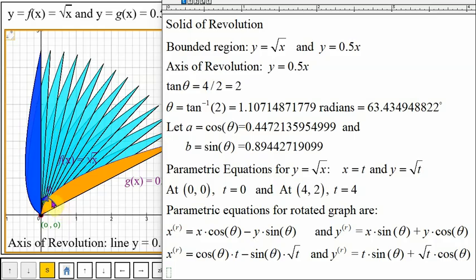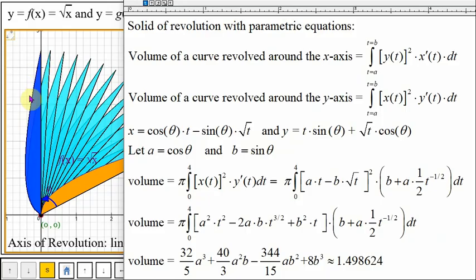Once again, this angle theta is tangent inverse of 2. I'm going to let A be cosine of theta and B be sine of theta. These are the A value and the B value. Since we know the parametric equations and that we're going to revolve it about the y-axis, we can use these formulas right here.